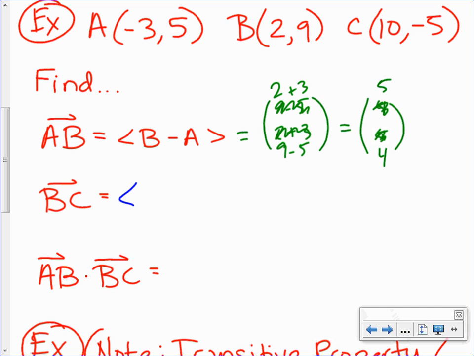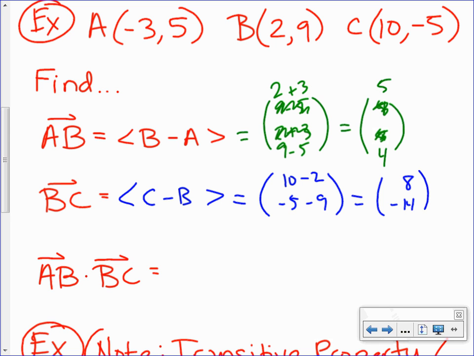So BC is what minus what? C minus B. So, okay, the horizontal components. C is 10 minus 2 and minus 9, which is 8 over 14. I didn't flip it this time, did I? Nope. Okay, we're good. Horizontal over vertical. I had it flipped the last time.